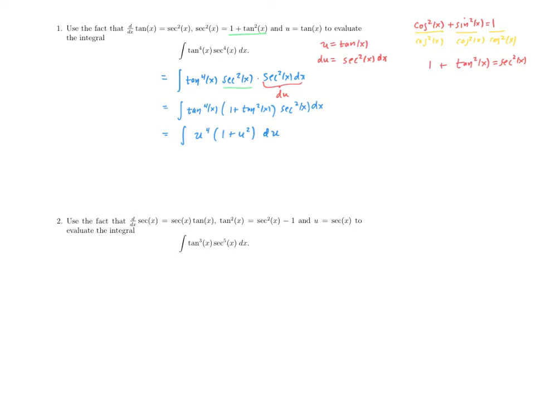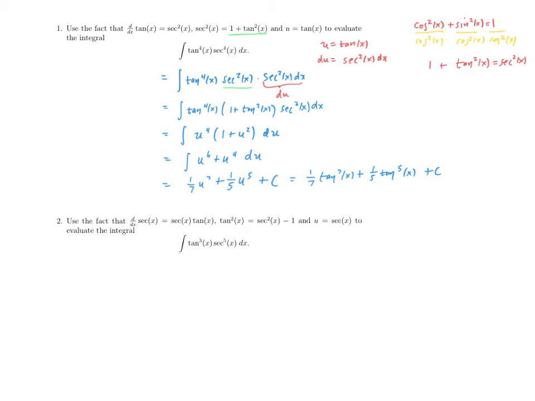Now we can evaluate. So distributing through the u to the fourth, I'm going to write it as u to the sixth plus u to the fourth. And then we anti-differentiate term by term. So we have 1/7 u to the seventh plus 1/5 u to the fifth plus c. And now that we've done all of the hard work, we resubstitute and replace each u with a tangent. So this would be 1/7 tangent to the seventh plus 1/5 tangent to the fifth plus c.